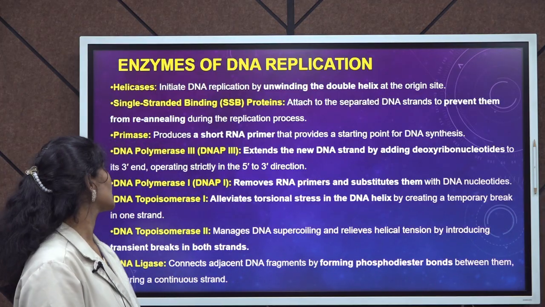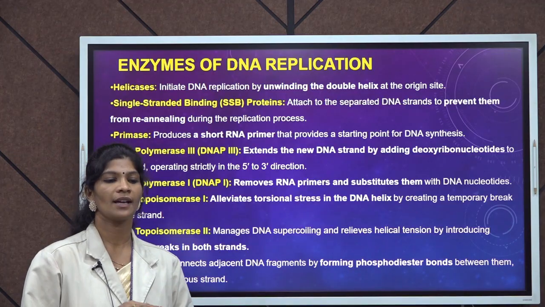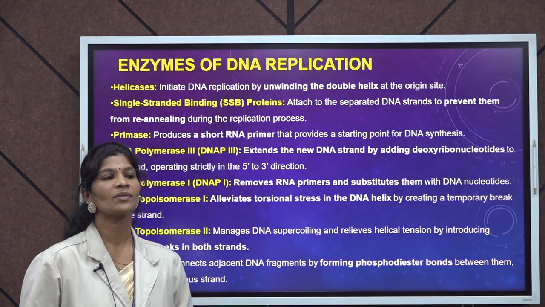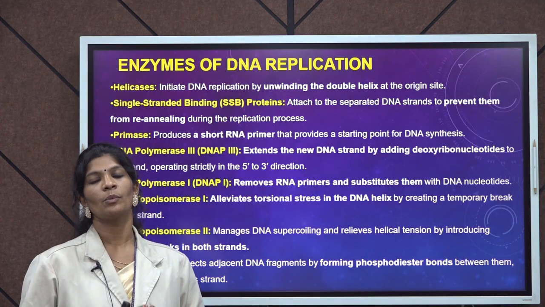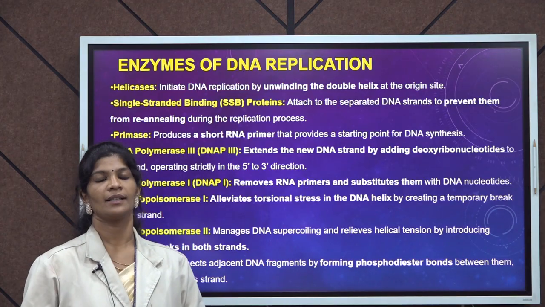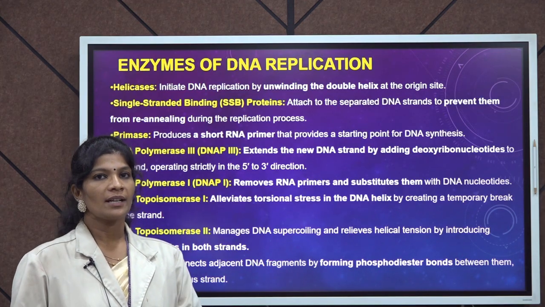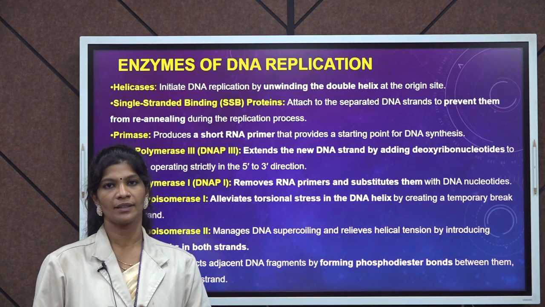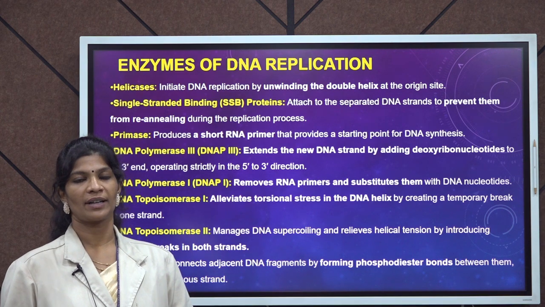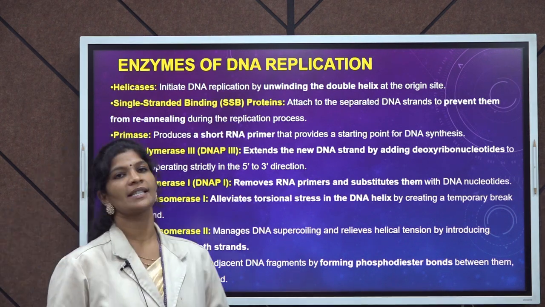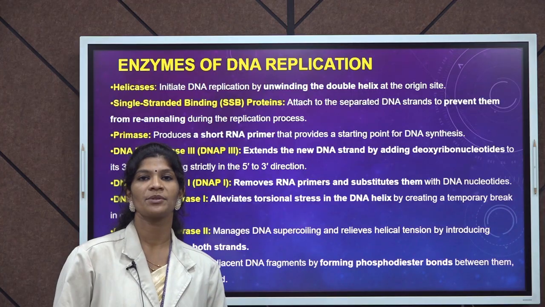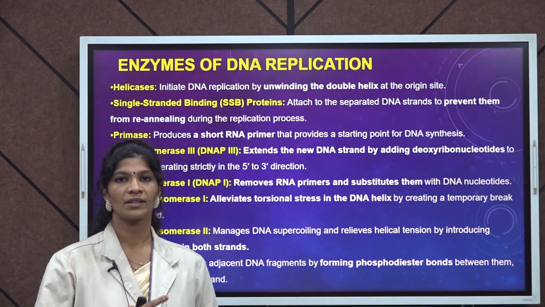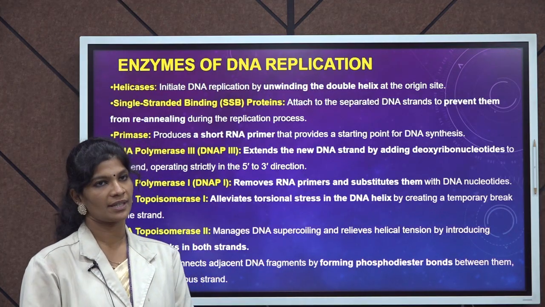The first and foremost enzyme is helicase, which helps in the unwinding of DNA at the origin of replication site. Next is single strand binding protein, which helps to maintain the separation of the double stranded DNA and prevents its rebinding. The next important enzyme is DNA polymerase, which is of three types in prokaryotes, 1, 2 and 3, of which DNA polymerase 3 helps in the extension of DNA in both the leading as well as the lagging strand.